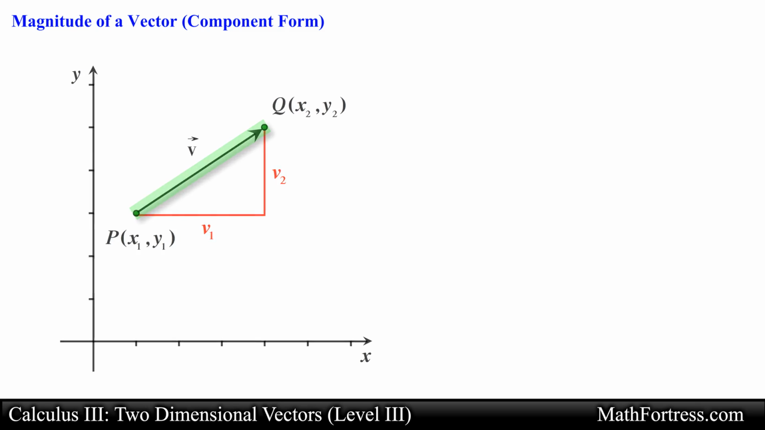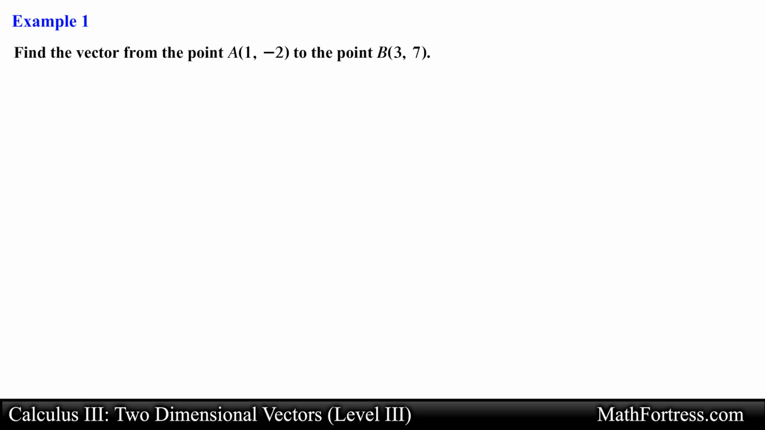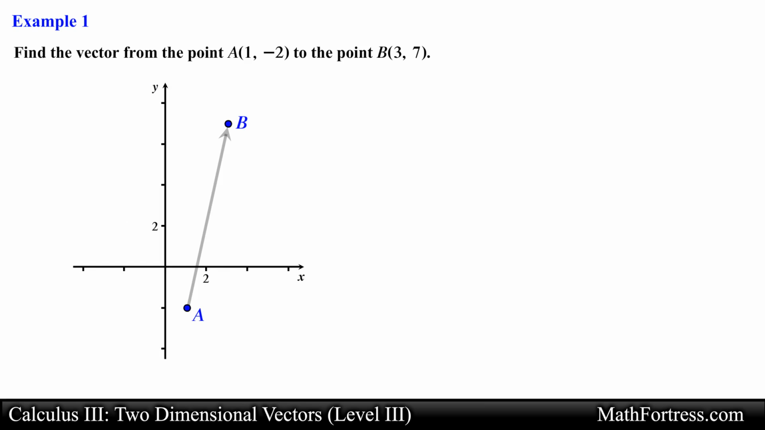Alright, let's go over a couple of examples. Find the vector from the point 1, -2 to the point 3, 7. Okay, here we are given the coordinates of point A and point B. We're asked to find the vector that starts at point A and ends at point B. In other words, we are asked to find vector AB.